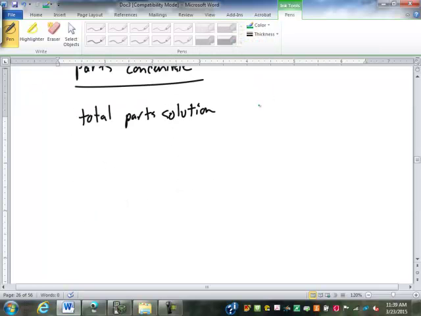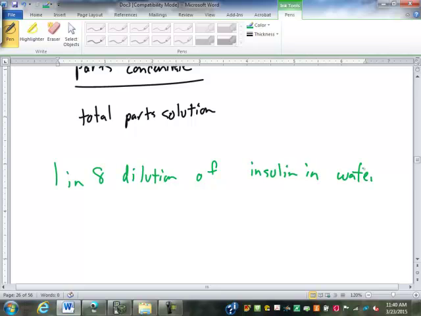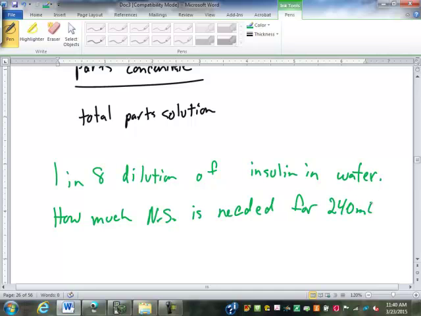So if we were to have a 1 in 8 dilution of, let's say, insulin and water, then we want to know how much water is needed for 240 milliliters of solution.